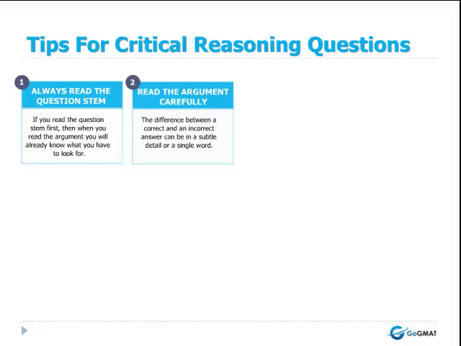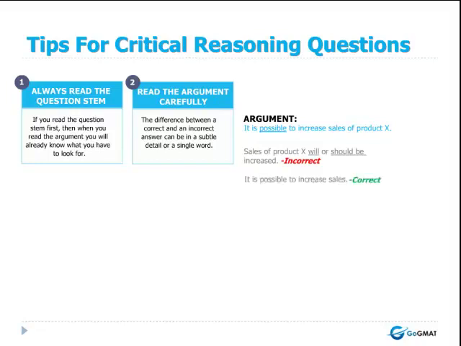Evaluate evidence presented in the argument as it is written. If the argument states that it is possible to increase sales of product X, for example, that does not mean that sales of product X will or should be increased. All it means is that it is possible to increase sales.